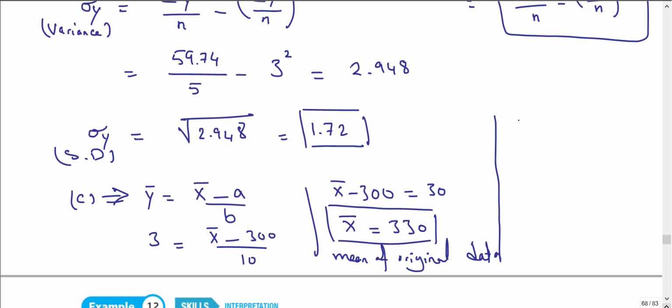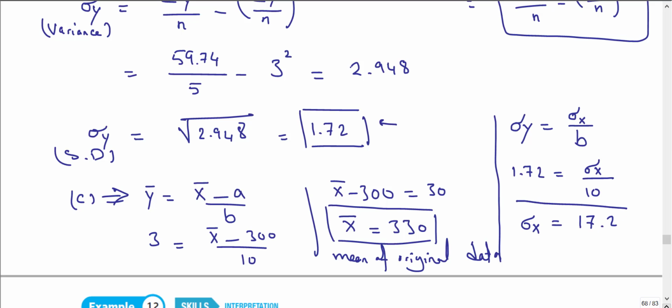How about the standard deviation? We have the rule for the standard deviation. It says the standard deviation of the coded equals the standard deviation of the original divided by b. We want the original now. The coded we found, which is 1.72, the standard deviation of coded. So 1.72 equals the original divided by 10. So the standard deviation of the original is 17.2. You get this? Yeah.